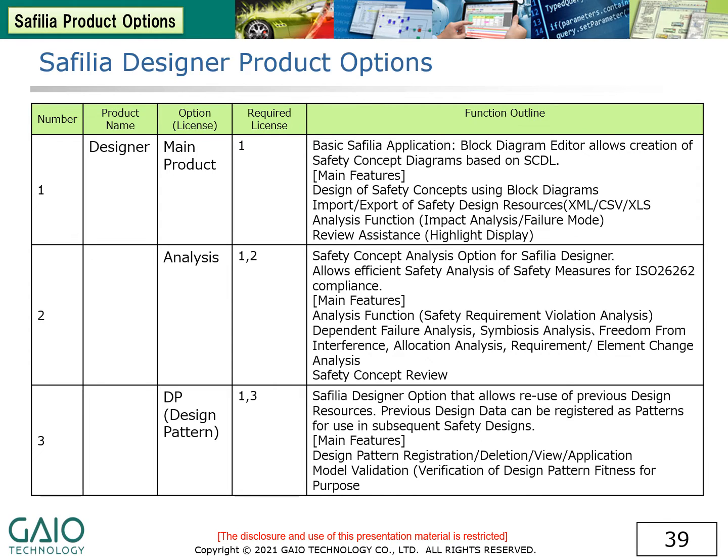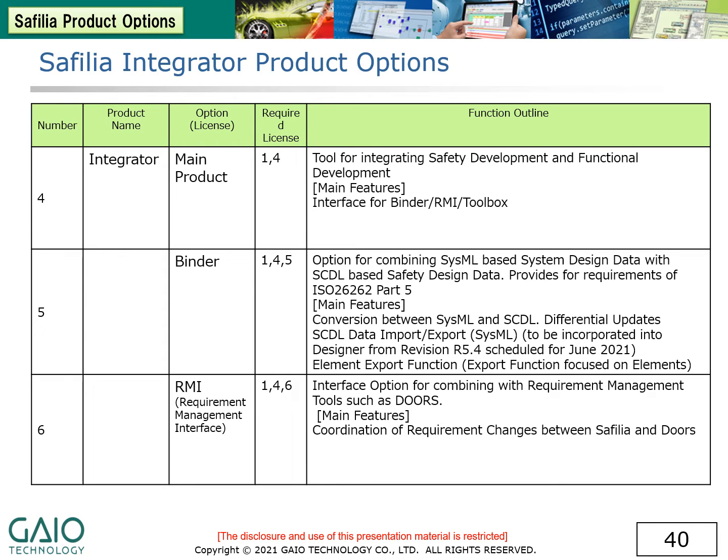For designer, there is the safety concept analysis option, which allows additional analysis functions, and the design pattern option, which allows efficient reuse of design resources in other projects. For the integrator component, there is the binder option, which enables sysml-based design data to be merged with SCDL-based safety design data, and the requirement management interface option, which provides a convenient interface to requirement management tools such as doors.